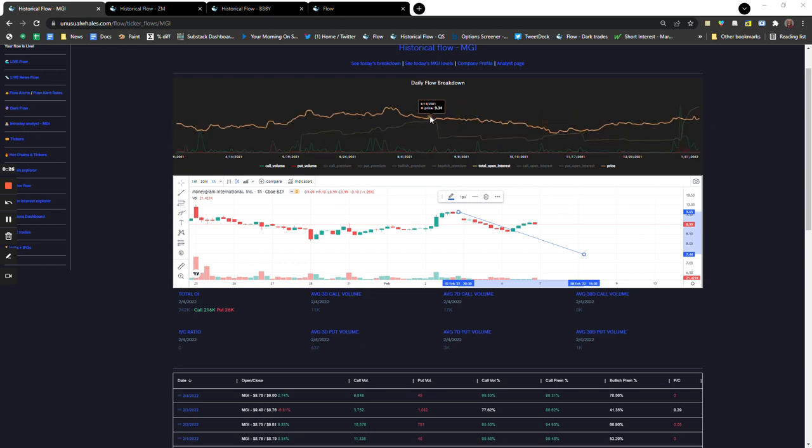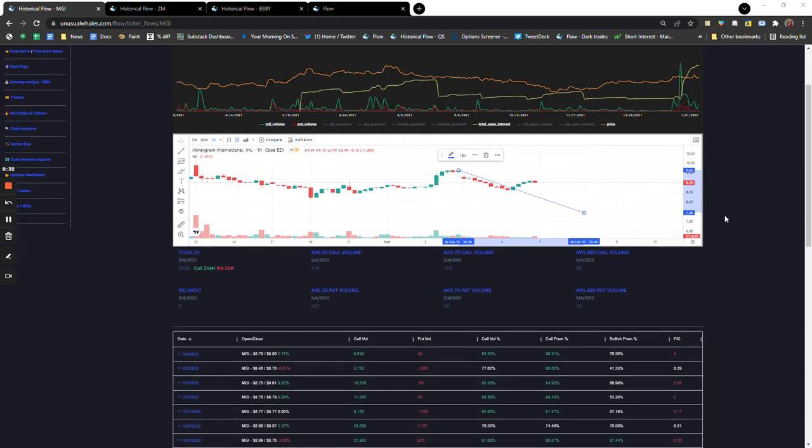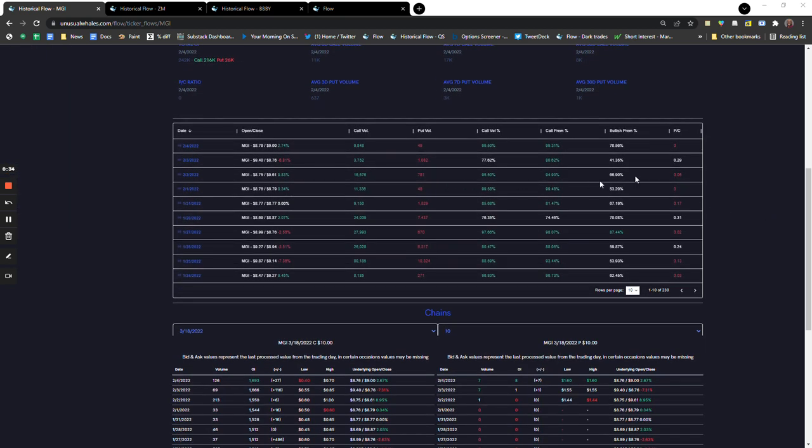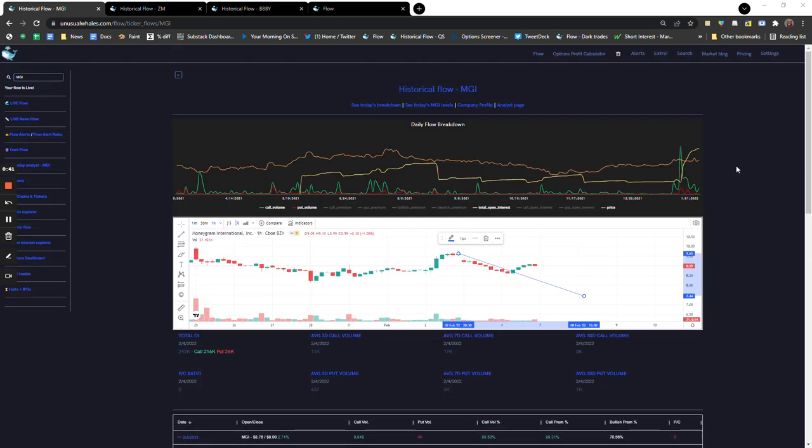Okay, so I'm going to go through each of the portions of this. The first being the daily flow breakdown, the second being the chart, the third being the put to call ratio, and the fourth being the option chain you're looking at. Starting up here, I want to go through the daily flow breakdown. You've got call volume, put volume, and the total open interest, which are probably the most important pieces.